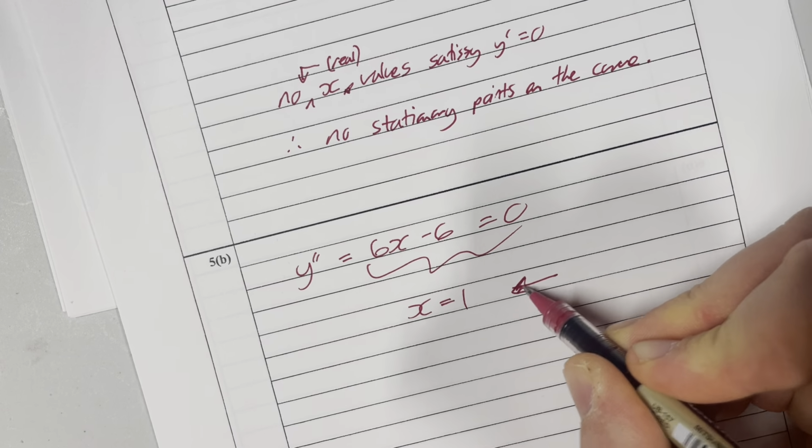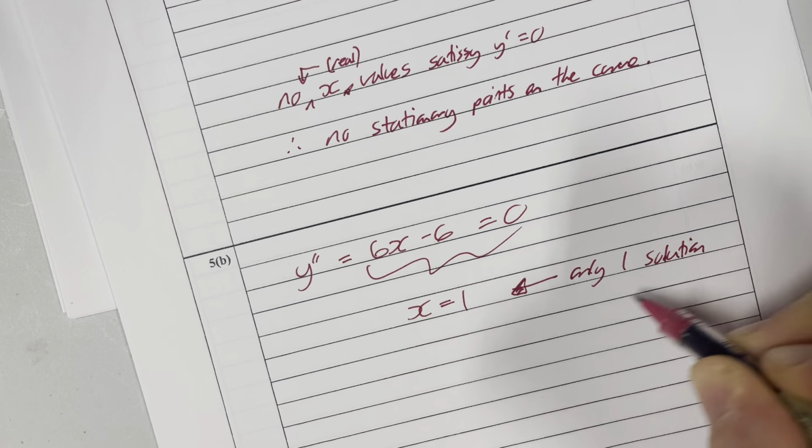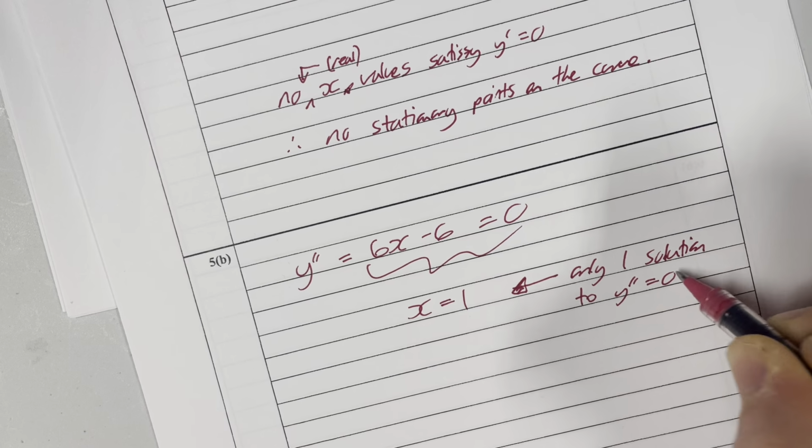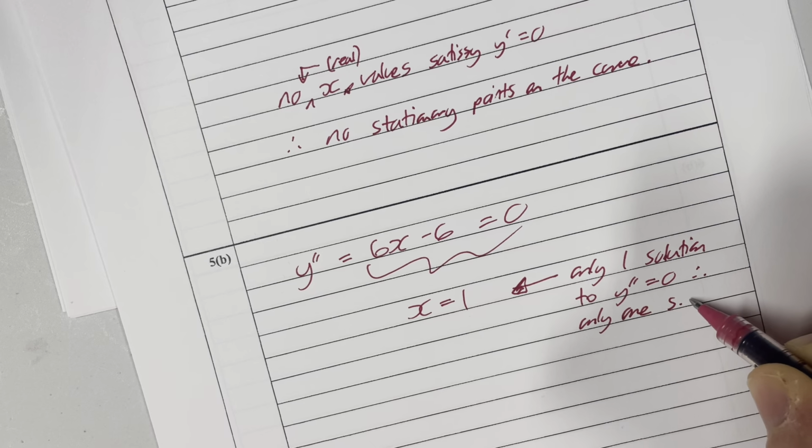Only one solution to y double primed equals 0. Therefore, only one station. No, not stationary point. Only one point of inflection.